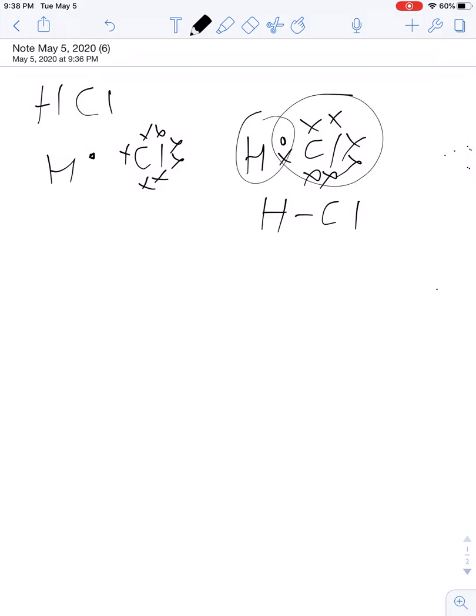But this also explains why neon is 1s2, 2s2, 2p6. Neon's got all paired electrons, so neon doesn't form a bond. Argon doesn't form a bond. So it explains it really nicely when you look at it this way.